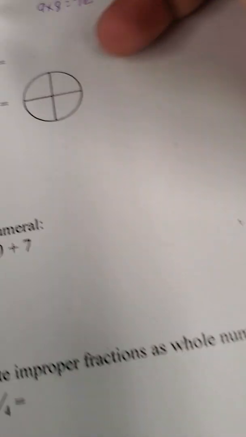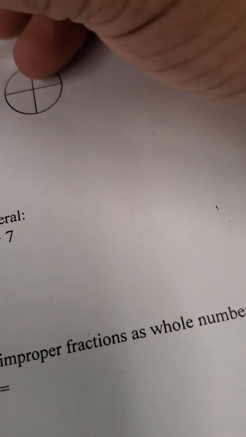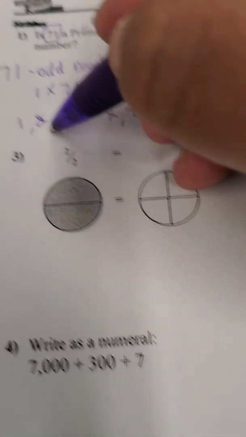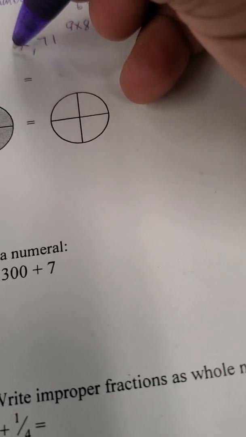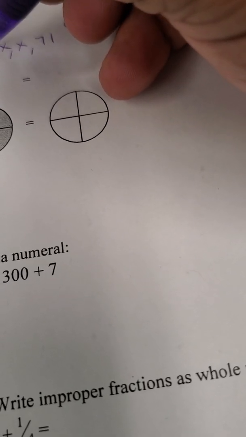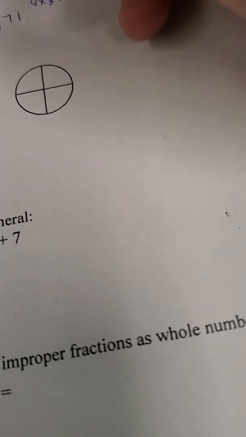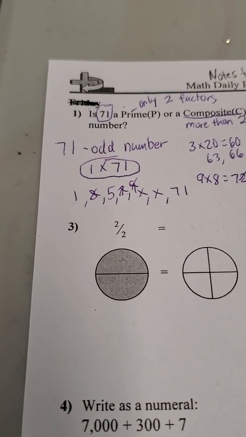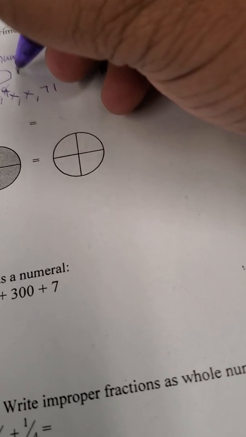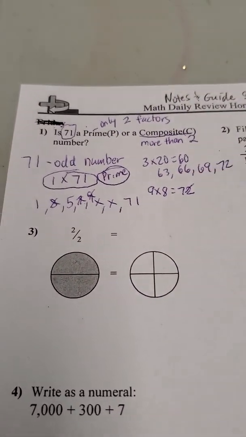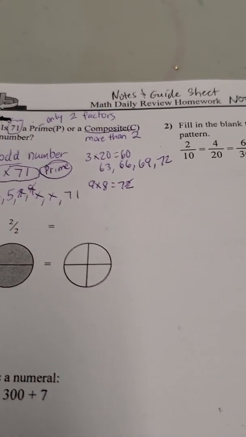So when I do my rainbow, 3 is out, so that number is out. 5 is out, so another number that links with 5 will be out. And 7 doesn't work with anything, and 9 doesn't work with anything. So the only two factors I have are 1 and 71. So this is a prime number. I can use multiplication facts, I can skip count, I can use a reverse rainbow to eliminate numbers.